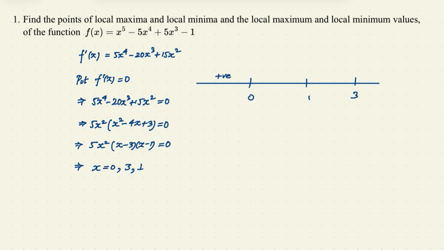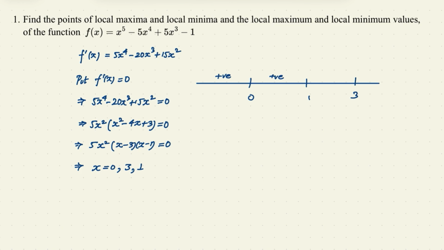Now let us choose any point between 0 and 1. So let us choose 0.5 and put it here, then 0.5 square will be positive, 0.5 minus 3 will be negative, 0.5 minus 1 will also be negative. So here negative times negative times positive is again positive. So between 0 and 1 also the value of f dash x is positive.